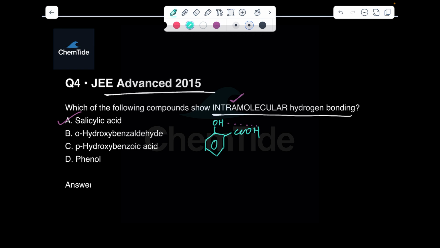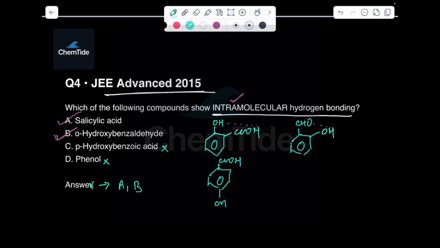Second, orthohydroxybenzaldehyde. We have CHO and OH. This can also show intramolecular hydrogen bonding like this, so that can also be the right answer. We have para-hydroxybenzoic acid. If I write OH here and COOH, it can create inter, which is wrong. Phenol is not creating any hydrogen bonding. So your answer should be A and B. That should be the right answer.